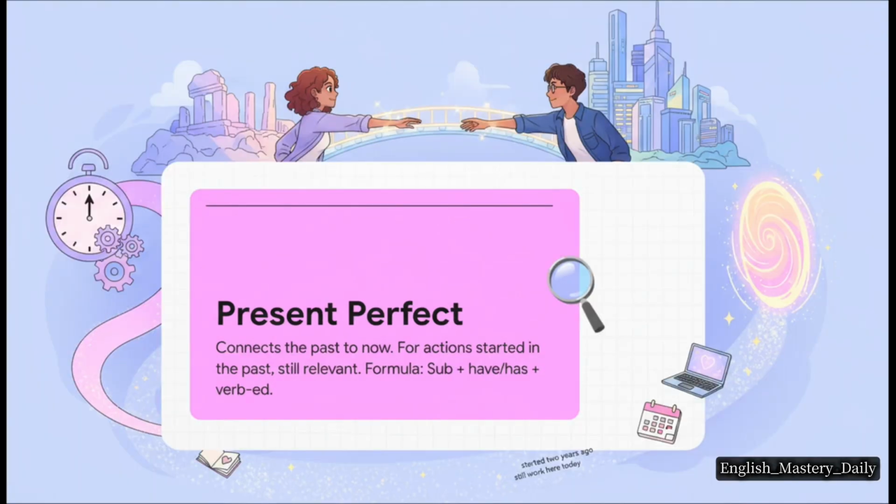And here's a tricky one that gets a lot of people. Present perfect. This tense is all about connecting the past to the present. You use it for an action that happened in the past, but is still relevant now. For example, if I say, I have worked here for 2 years, that implies I started 2 years ago, and guess what? I still work here today.